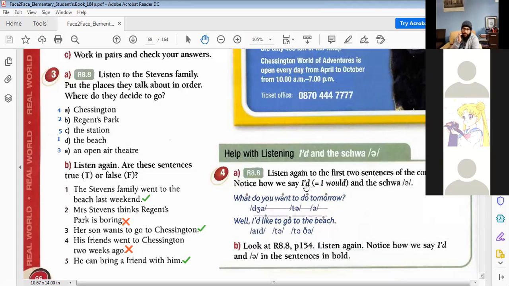So now we want to talk a little bit about I'd. And we want to talk a little bit about the schwa sound. Of course, we agreed that there's a bit of a linking sound between the do and the you. So it sounds a bit like ja, what ja want, to do, tomorrow. Can you see there are lots of schwa sounds.